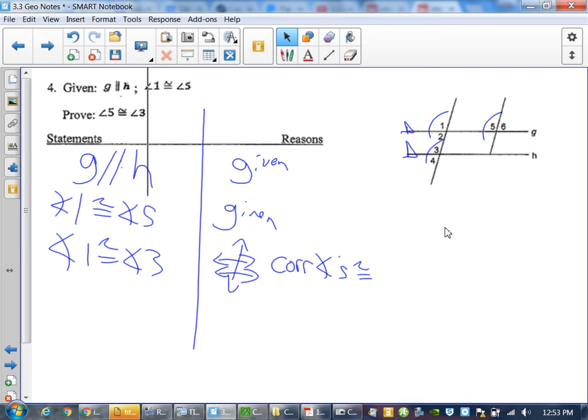So 1 is congruent to 5, 1 is congruent to 3. What do you say? Very good. See how fast these are? These are super fast when you start going through these. Okay? I cannot stress the importance of marking your diagrams, figuring out what patterns you're following, and going from there.